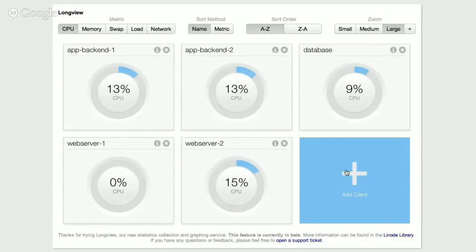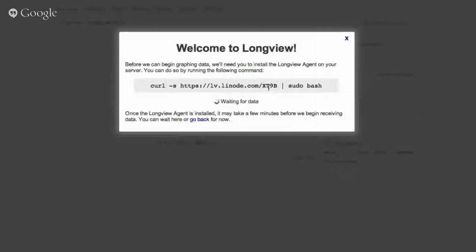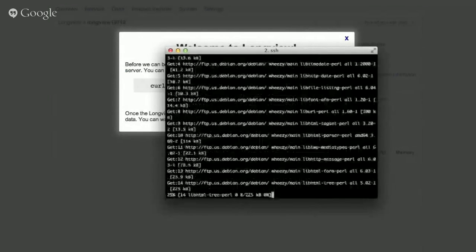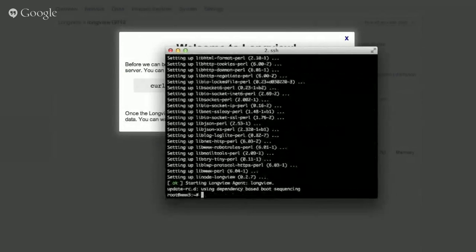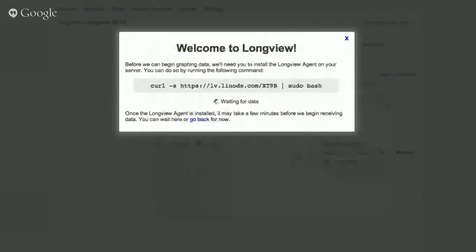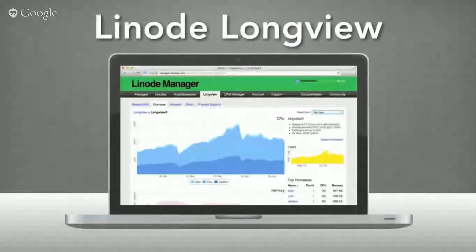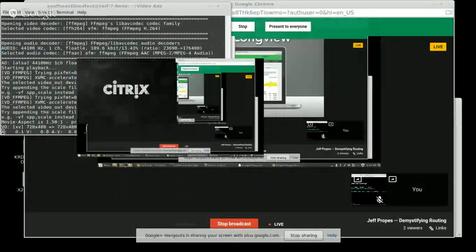Adding LongView to a system is easy. Just click the button, copy the one-line installation command, then run the command on your Linux system to complete the process. The agent will begin collecting data and sending it to LongView. Then the graphs start rolling. Use LongView to gain visibility into your servers, so when your website or app heats up, it stays up.